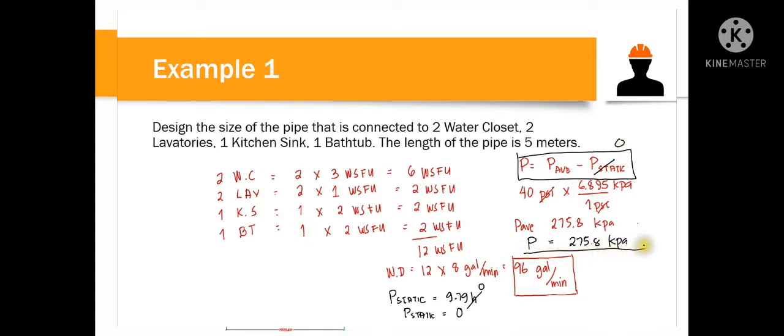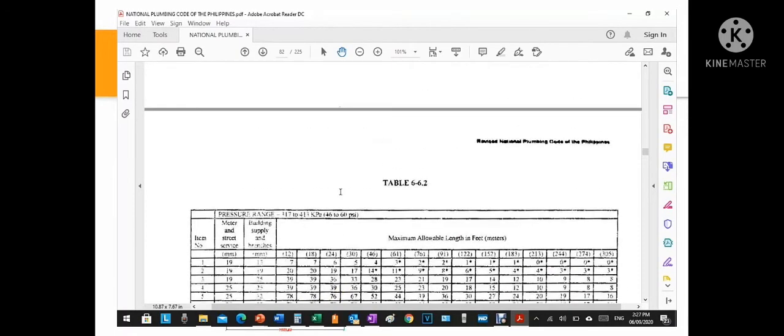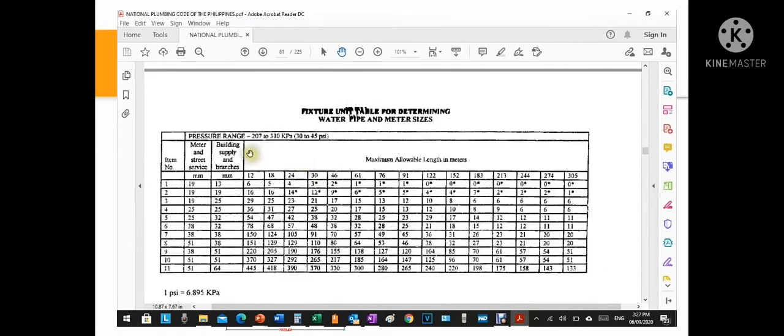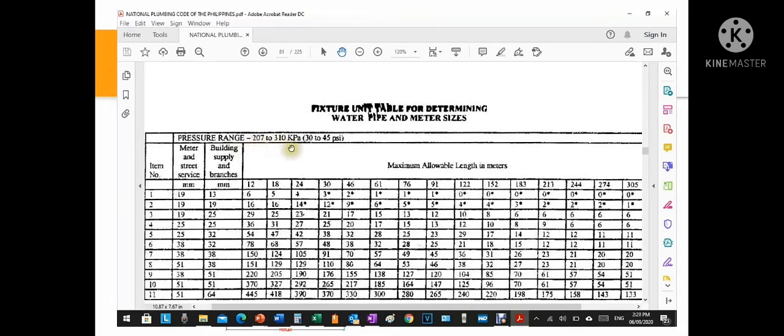Okay? So, this is our P. Now, we locate kung saang table siya na fall. Okay, remember that is 275.8 kilopascal. So, we refer to table 6-6. So, 275.8 is in between 207 to 310 kilopascal, correct? So, ito yung table na gagamitin natin. Okay, so, since the pressure range is 207 to 310.